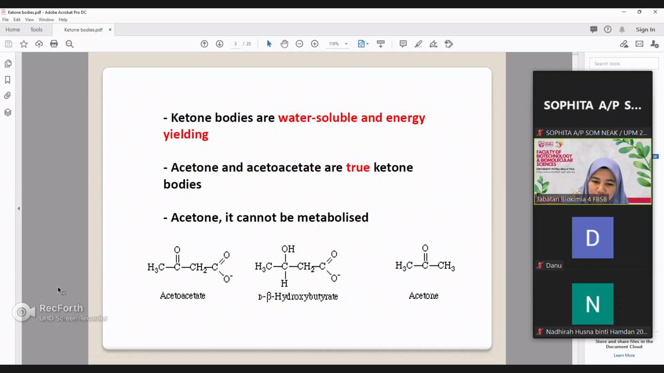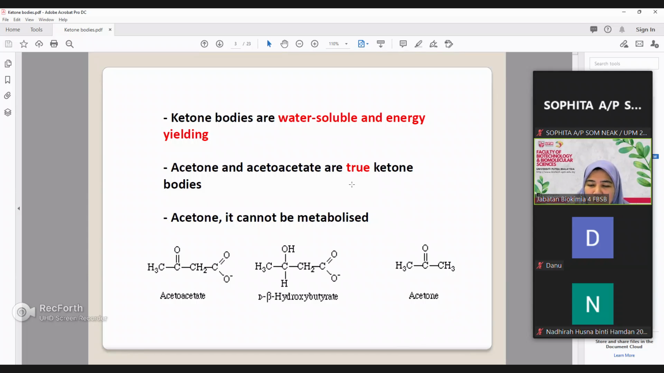So, ketone bodies from acetyl-CoA. We know that acetyl-CoA is an important intermediate in the formation of ketone bodies. There are three ketone bodies: acetoacetate, hydroxybutyrate, and also acetone. Have a look at the structure of these ketone bodies. How can you differentiate between these three ketone bodies?